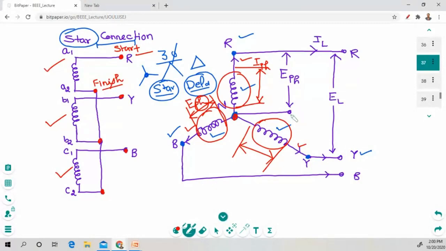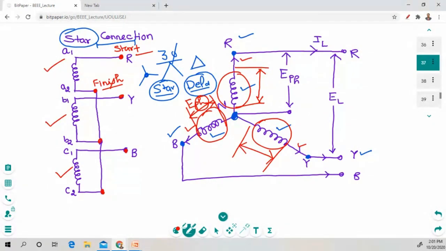Any doubt till now? What is the phase winding? What is the phase angle? What is the phase current? What is the phase voltage? Anything which is generated with the help of these phases is called phase angle, phase voltage, phase current. Clear? No doubt? Okay. Now come to the next point.